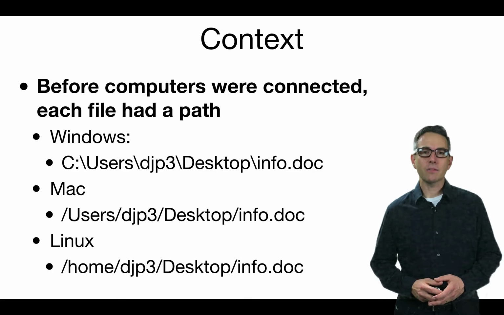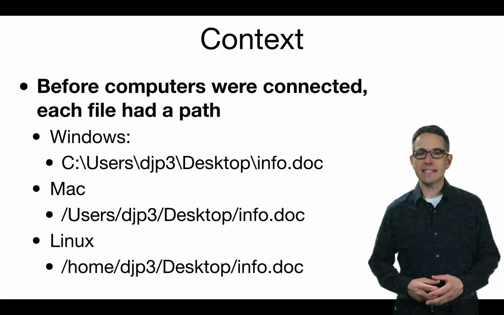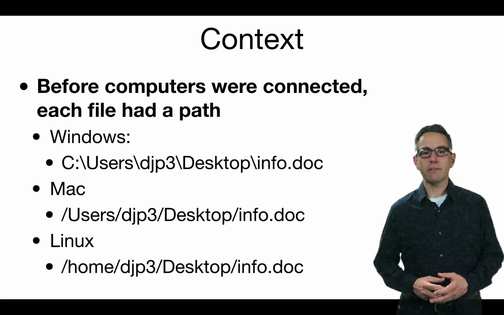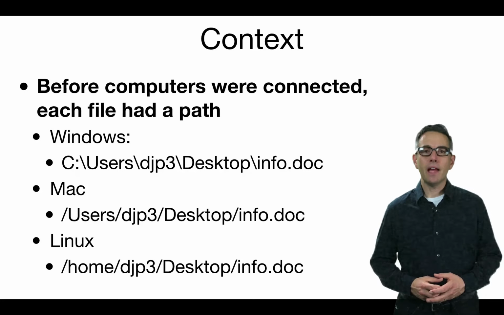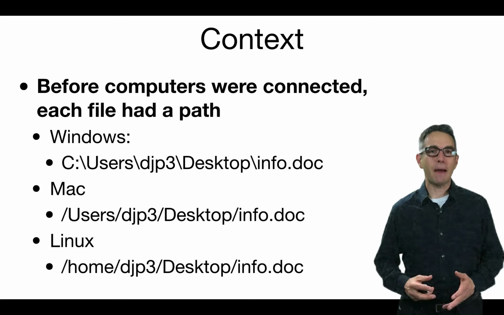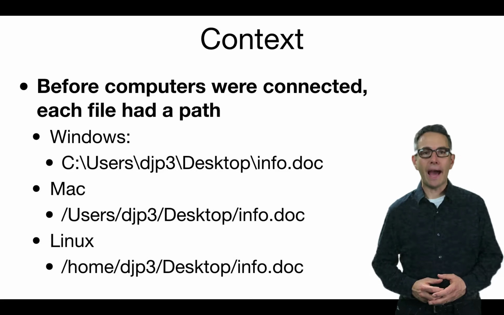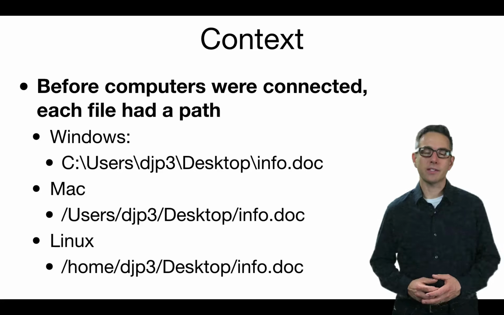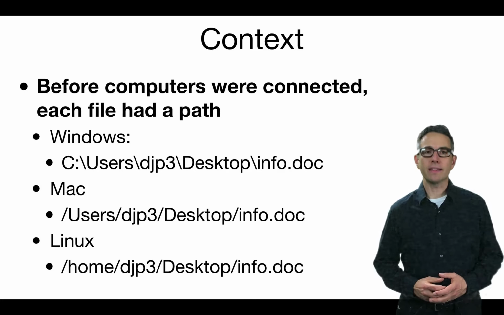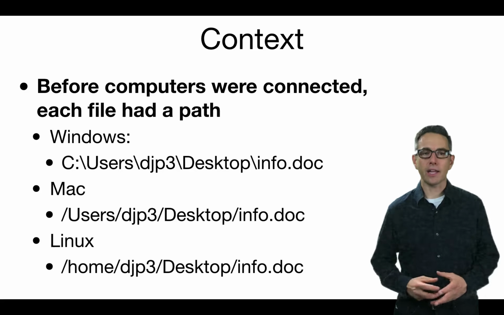Macintoshes as we know them today didn't exist before the internet, but a Macintosh file path looks similar. It's /users/djp3 for me, /desktop, and info.doc. So both of these are referring to a .doc file. You can see the Mac file path doesn't include any information about the hard drive, the C: that Windows does. And you can see that it uses a different kind of slash in order to separate the different directories in the file hierarchy.